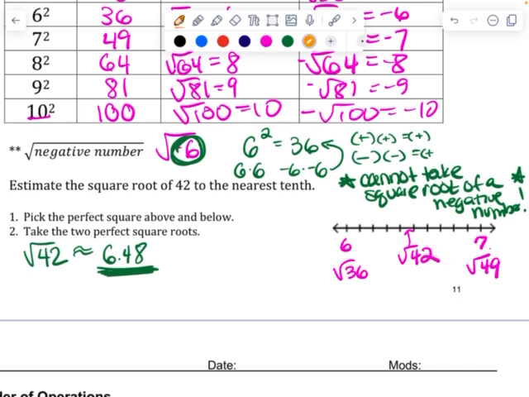Do you see how these numbers fall in line? We got 36, 42, and 49. Because this represents an estimated value of where the square root of 42 is. When we estimate values with square roots, we take a decimal estimate and then we can place that on the number line and think about which perfect squares it falls between.